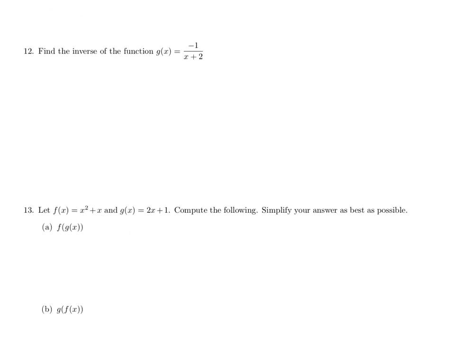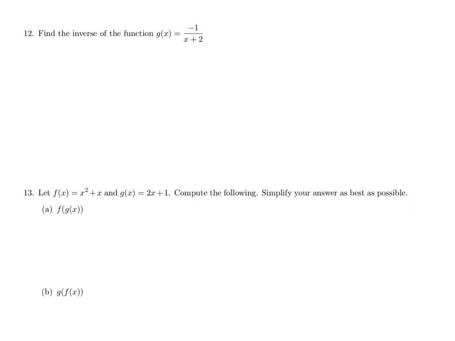All right, number 12. Find the inverse of the function. So first you need to make sure that your function is 1-to-1. This is a 1-to-1 function, so we can go ahead and find the inverse of it. So remember, to find the inverse of a given function, you're going to switch the places of the x and the y, and you're going to solve. So g of x is the same as y, so I'm going to write y here. So to switch the places of x and y, I'm going to have x equals -1 over y plus 2. And then the goal is to solve for y.